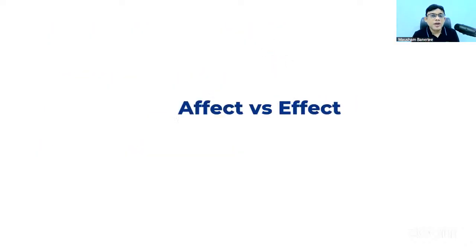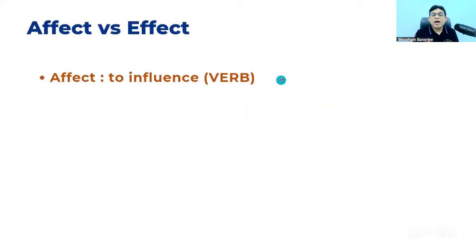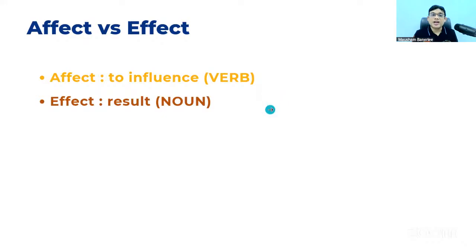The next one, write this down. Affect versus effect. Okay, let's understand. Affect means to influence something. It is a verb. That is affect. Effect is the result of something. It is a noun. It is a result of something. It is generally a noun.